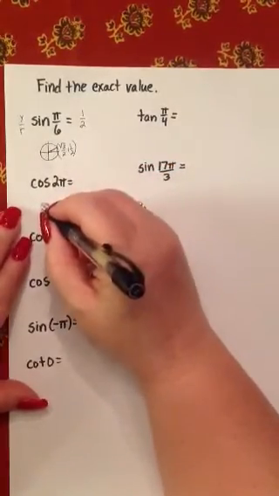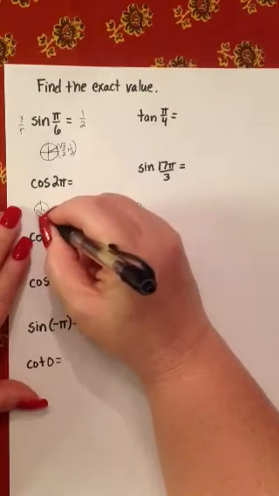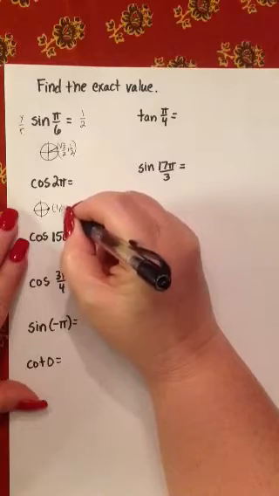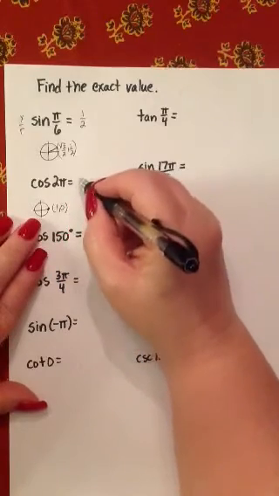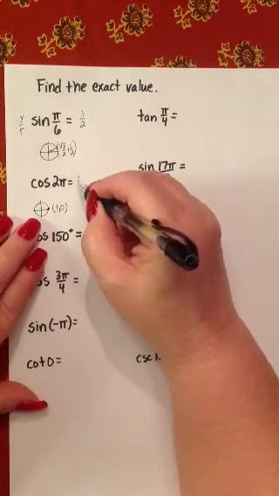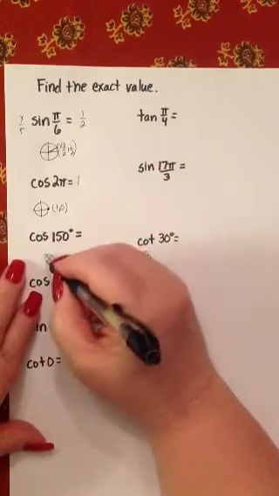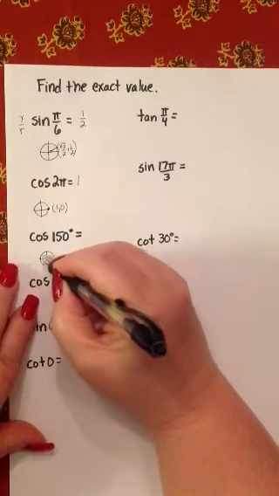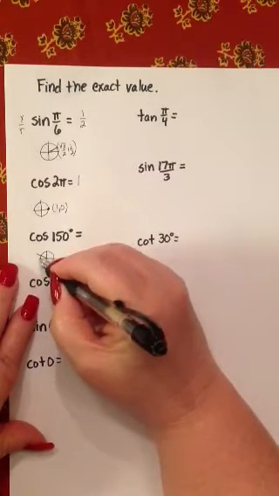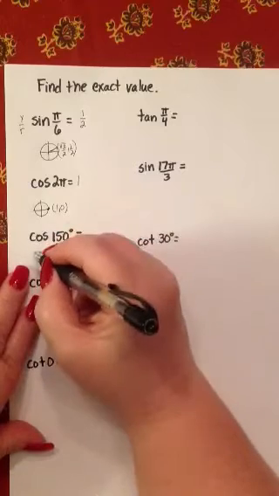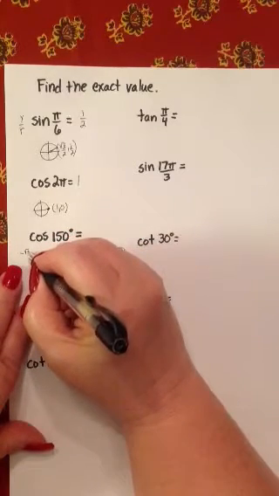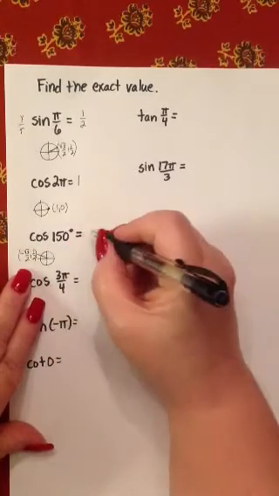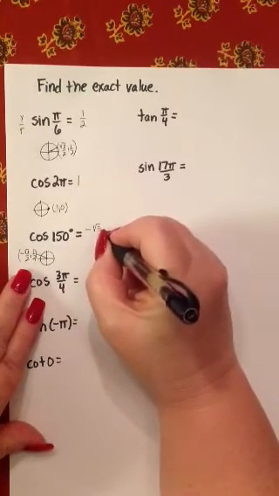Cosine of 2 pi, first thing you do is you figure out where it's located. 2 pi is located right here. The coordinate there is 1, 0, and cosine is x, and so the answer would just be 1. Cosine of 150, I draw my circle. 150 is located in the second quadrant, just 30 degrees north of 180, and the coordinate there is negative square root of 3 over 2 and up 1/2. So cosine is the x coordinate, so it's negative square root of 3 over 2.